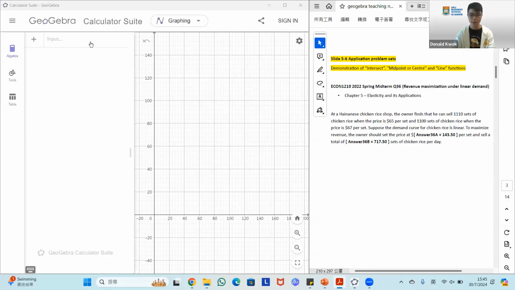So let's type the 2 points in GeoGebra first. At the quantity of 1,110, the corresponding price is 65. So this is the first point. Whereas at the quantity of 1,100, the corresponding price is 67. So we have the second point here.